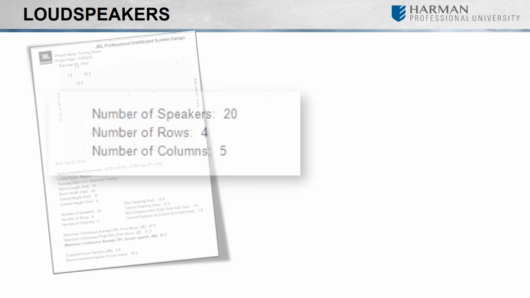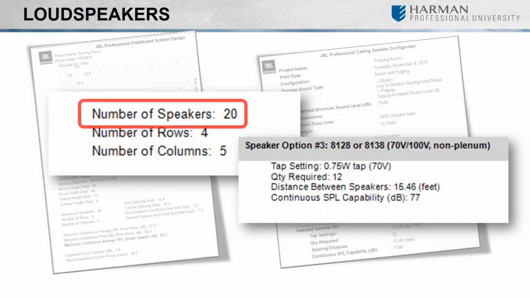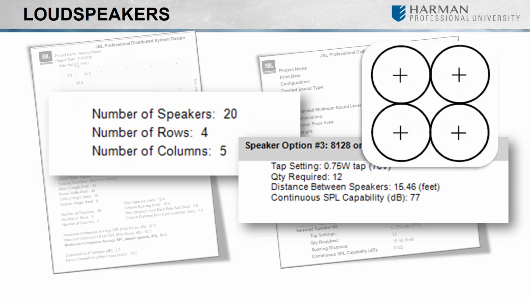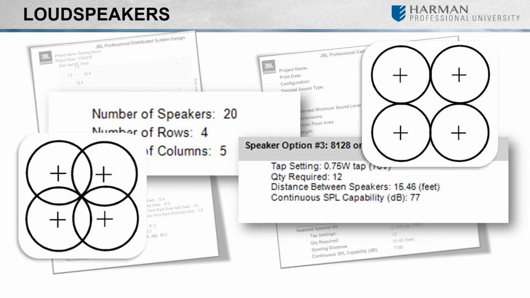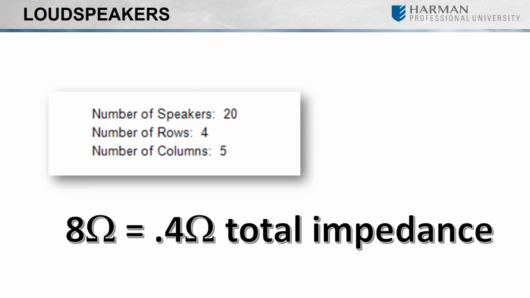Now let's think back earlier to when distributed system design recommended we use 20 speakers for our training room, but you might remember that the ceiling speaker configurator said we only needed 12. The difference is that CSE uses an edge-to-edge density pattern and does not allow us to adjust the listener height, but in DSD we did select the overlap density while leaving the height at 4 feet. Let's look at the 20 speakers for our training room.